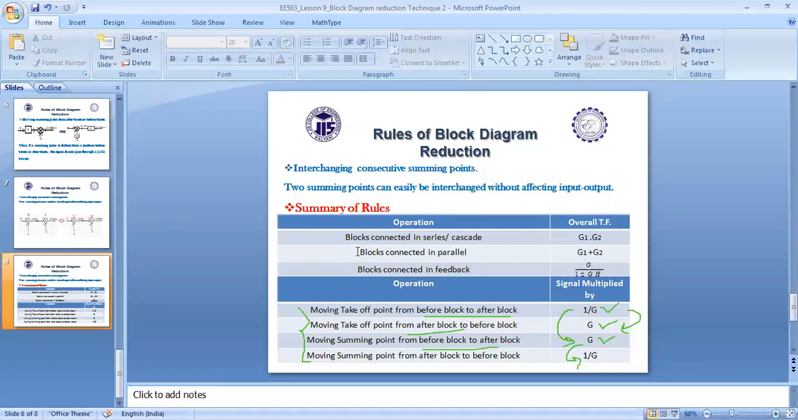So this is the end of this lesson. In the next lesson, we'll be applying these rules to simplify several interconnected blocks into a single block, or to determine the overall transfer function of a complex control system described by several interconnected blocks.